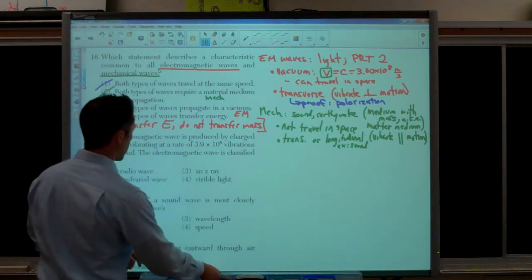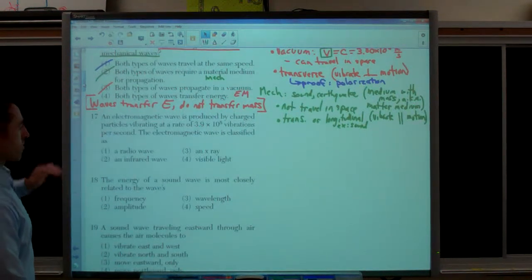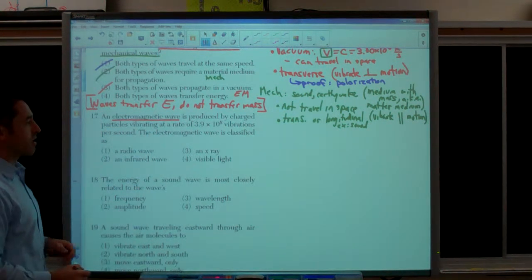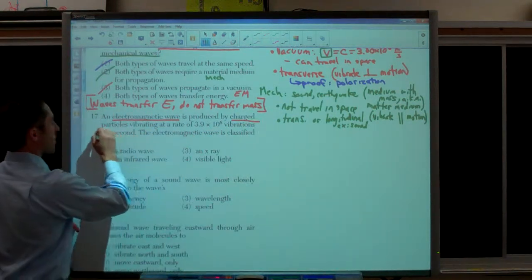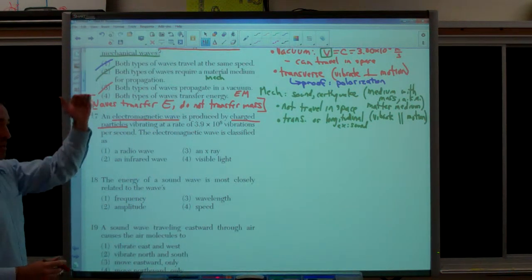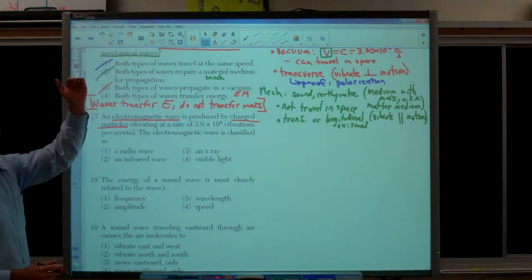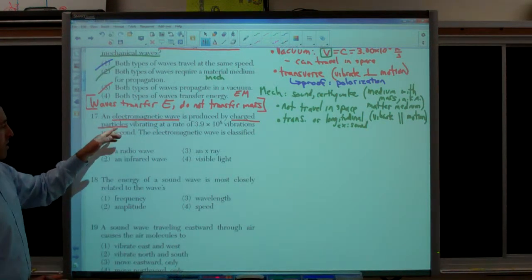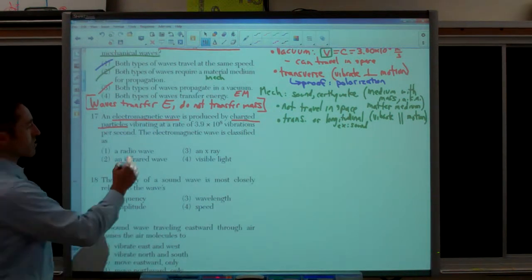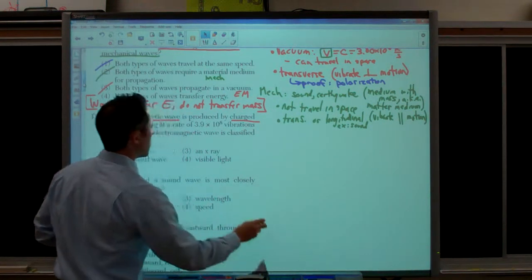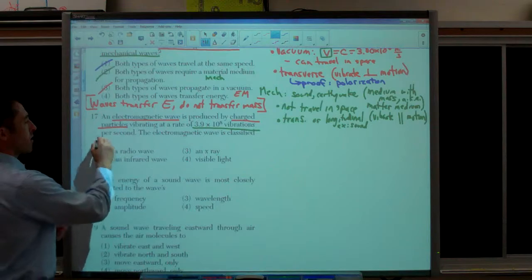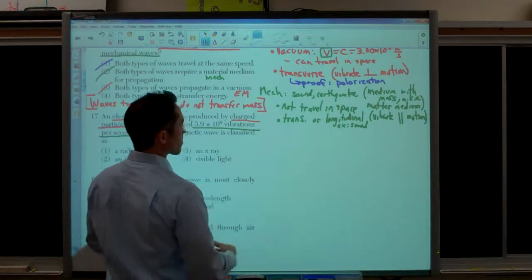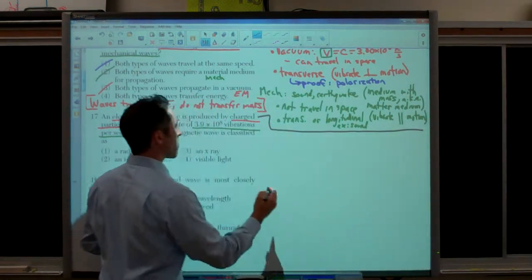Okay, let's go on to the next one. An electromagnetic wave is produced by charged particles vibrating. So again, electromagnetic, we're talking about light. When charged particles, that could be an electron, vibrating, they are actually accelerating, slowing down, then speeding up, then slowing down, then speeding up as they move back and forth. So when charged particles accelerate, you actually produce light. So here's the rate. A rate of 3.9 times 10 to the 8th vibrations per second. Ooh, well, what is that vibrations per second? That actually brings us to something called our three-word definitions.